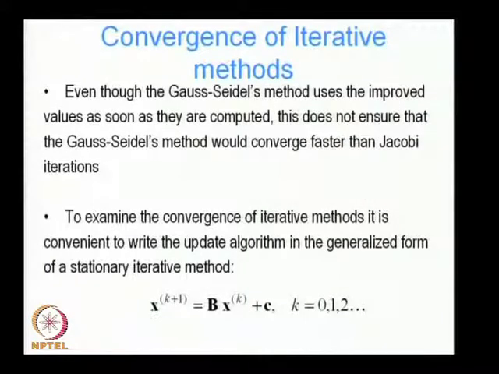So, even though the Gauss-Seidel algorithm uses improved values as soon as they are computed, this does not ensure that Gauss-Seidel's method would converge faster than Jacobi iterations. It may turn out that for a particular problem, Gauss-Seidel may actually need more iterations than Jacobi. The only advantage of Gauss-Seidel obviously is computational storage, because in Gauss-Seidel we only need to carry along one copy of my independent variables, while in Jacobi I have to carry along 2 copies of my independent variables at any iteration. So, that is the major advantage.